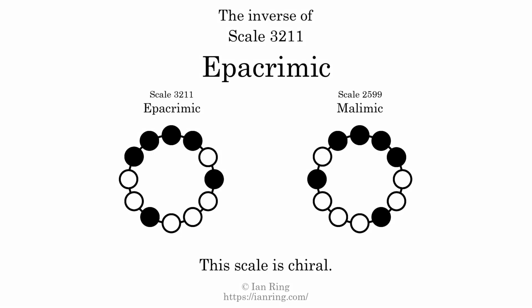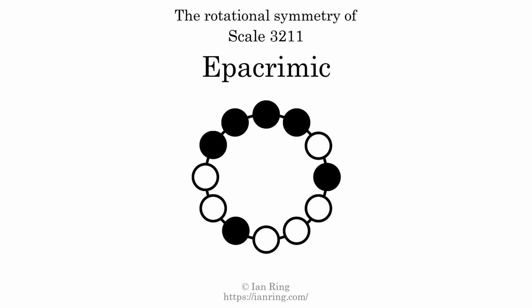The inverse of a scale is a mirror image. It is what you get when the sequence of intervals is reversed. The inverse of this scale is scale 2599, also known as millimic. This scale is chiral. It cannot transform into its inverse by rotational transformation. This scale has no rotational symmetry.